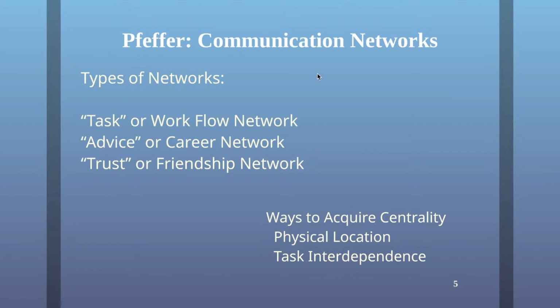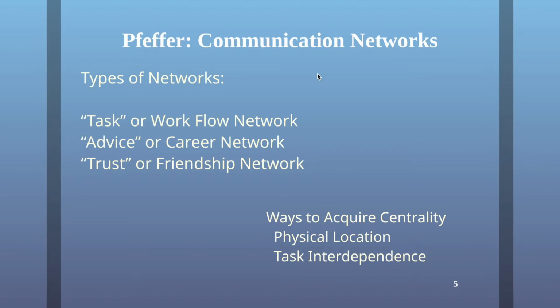And this is kind of part of what Pfeffer is saying. The idea is to acquire centrality in as many of the types of networks as possible: task, advice, and trust. Some ways to acquire centrality are physical location. You can imagine that will give you the opportunity for connectedness. So if you're physically located with a lot of other people in your task or workflow network, then you will have a greater ability to acquire centrality with people that are in that network.